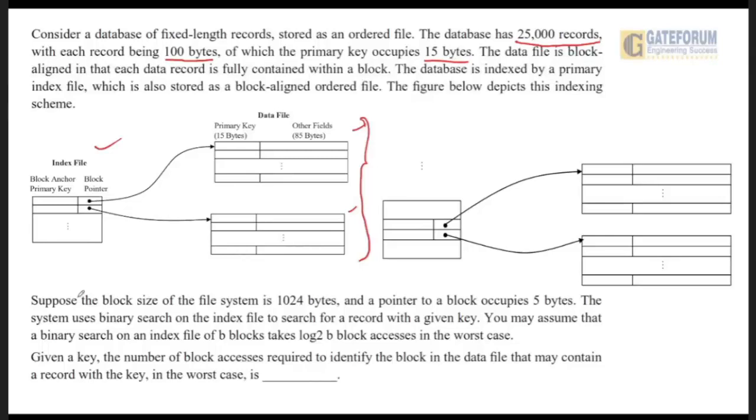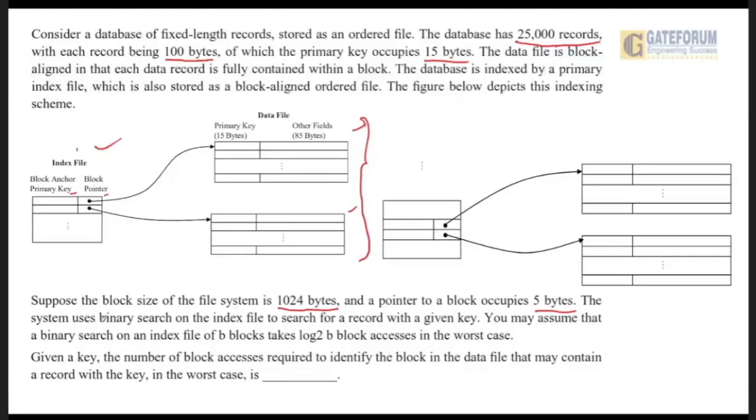Okay. Now, suppose the block size of the file system is 1024 bytes. This is the block size. And the pointer to a block occupies 5 bytes. So whenever we do indexing, what does the index block contain? It contains the key value and the pointer to that block, right? So the block pointer occupies 5 bytes.